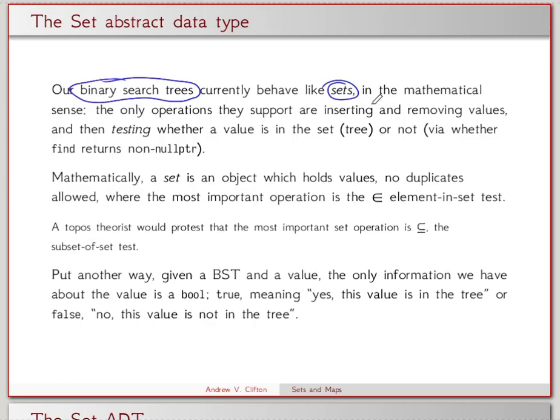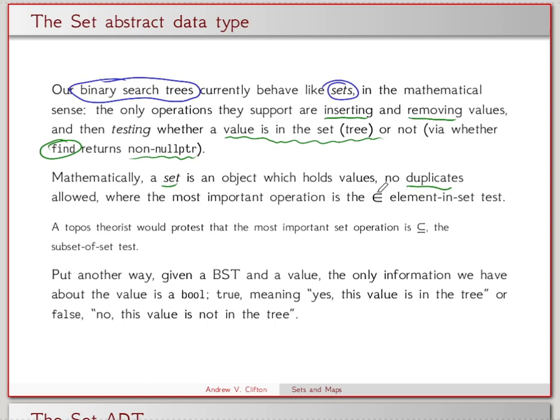A mathematical set only supports operations for checking whether or not a value is in the set. Because we're trying to treat these as data structures, we also have operations for adding and removing values. But the main thing you can do is ask, is this value in the tree or not? If we do a find and it returns a non-null pointer value, that means yes, this key is in the tree. If it returns a null pointer, that means no, this key is not in the tree. That matches the mathematical definition of a set. It's a thing that holds some values. There are no duplicates, just like our binary search trees.